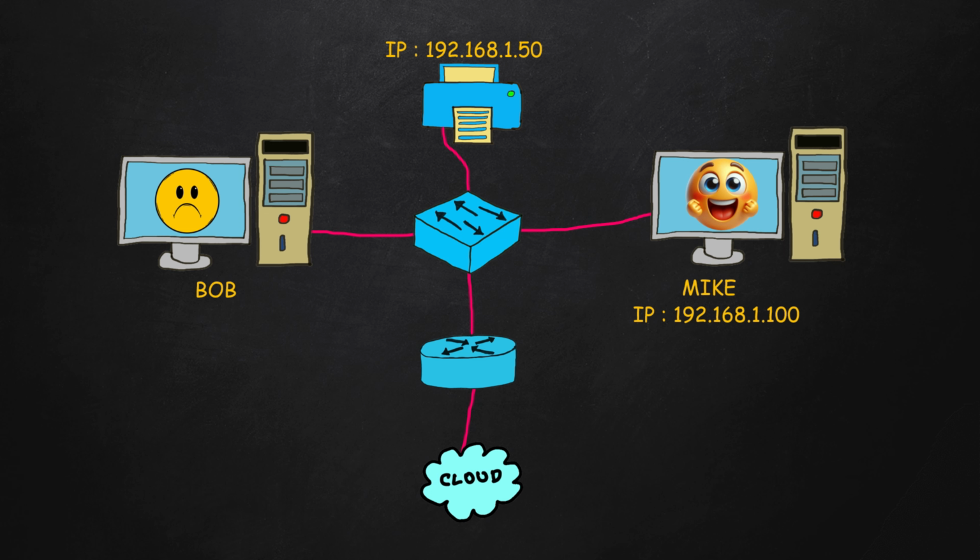Now the question is, how did the computer Mike get an IP address? Who assigned that IP address? Let's find out in this chapter. In this chapter, we will talk about the static and dynamic IP addresses.